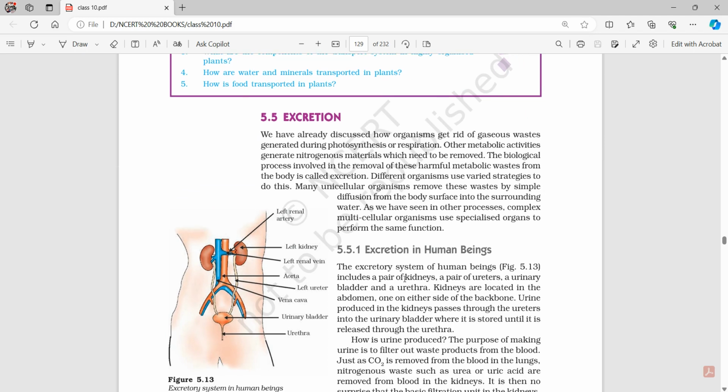5.5 Excretion. We have already discussed how organisms get rid of gaseous waste generated during photosynthesis or respiration. Other metabolic activities generate nitrogenous materials which need to be removed. The biological process involved in the removal of these harmful metabolic waste from the body is called excretion. Different organisms use varied strategies to do this. Many unicellular organisms remove these wastes by simple diffusion from the body surface into the surrounding water. As we have seen in other processes, complex multicellular organisms use specialized organs to perform the same function.